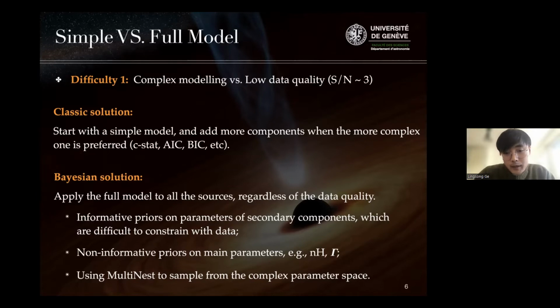But for the main spectral parameters like the NH or photon index gamma, we apply non-informative priors because these parameters are expected to be constrained with our data. And of course, we use MultiNest to sample from this complex parameter space in order to avoid being trapped in some local maximum.